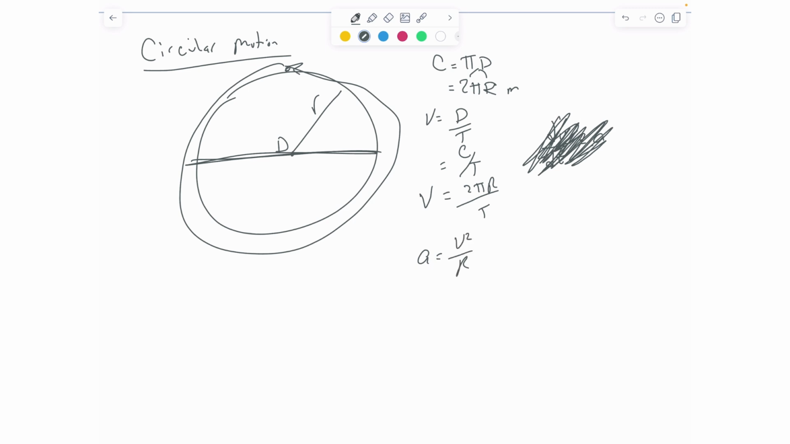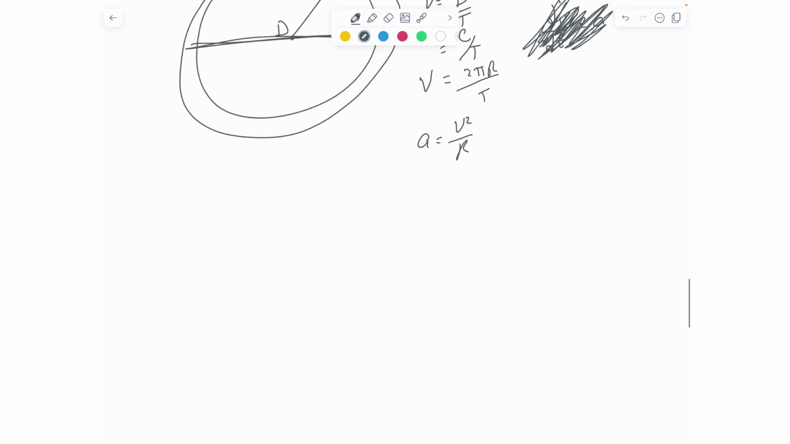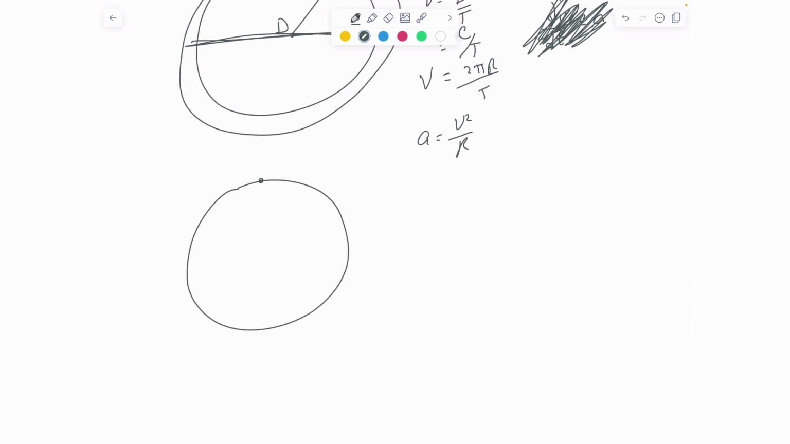And so to view these things, here's my circle, and here's someone that's moving, and let's say they're moving in this direction. So the velocity looks like this. The velocity vector is tangential to the circle, and the acceleration vector is actually towards the center. And this is called the radial acceleration, okay? And that always points toward the center.